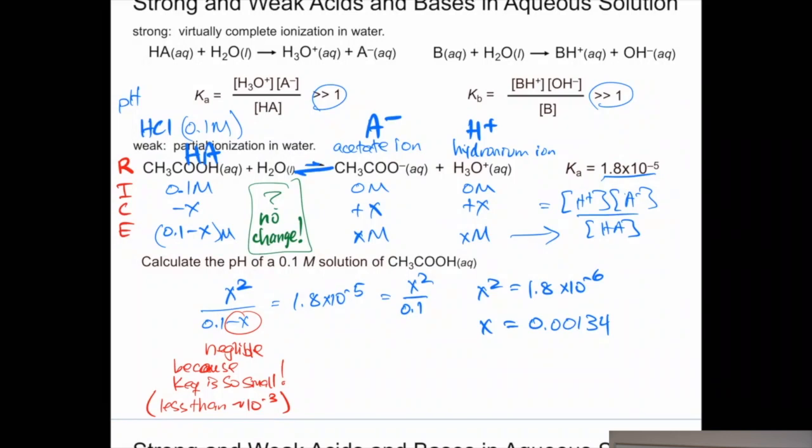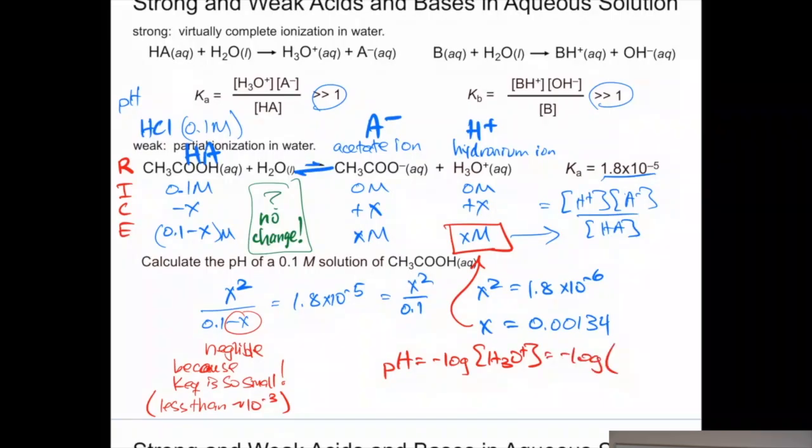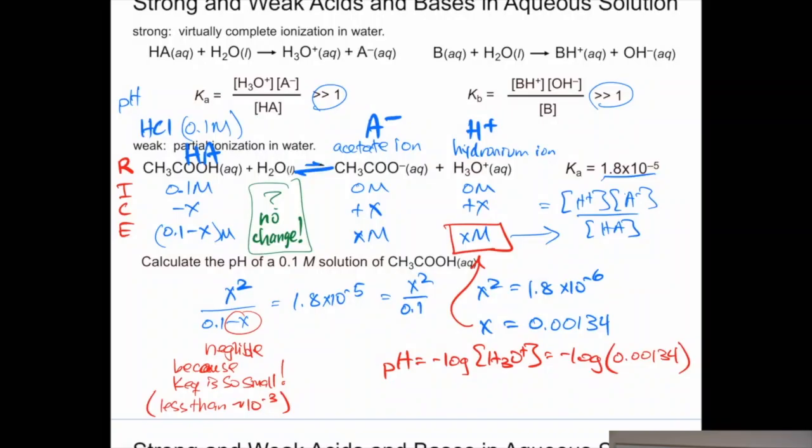Now that's X. What do we want to know? We want to know the pH. So that's X, that's this right here. So what's the pH? Negative log of what? What's the hydrogen ion concentration? What's the hydronium ion concentration? It's that number, 0.00134. So what's the pH? Just take the log of it in your calculator and then reverse the sign in your head, 2.87.